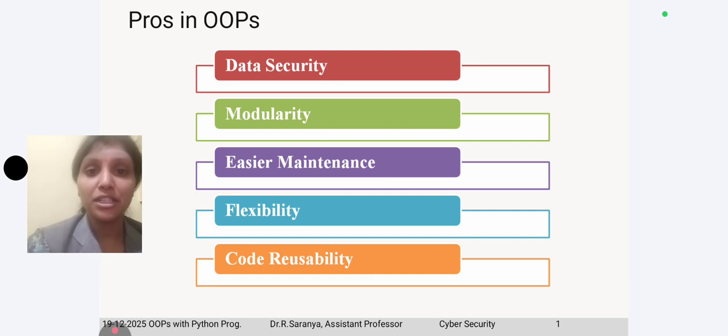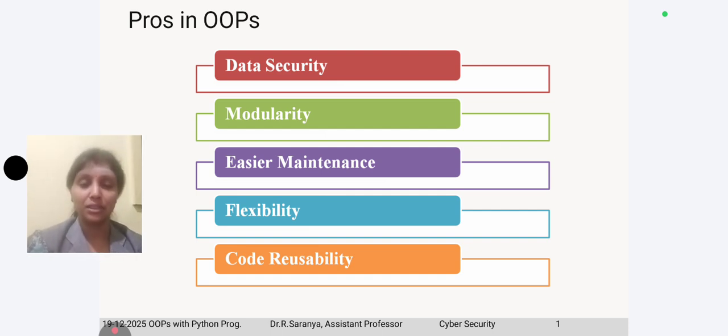Flexibility is another advantage of using object-oriented programming. Polymorphism: the word polymorphism means a single method can be used for different actions. In that flexible way, we can develop modern software. And code reusability is also very easy while applying object-oriented programming.